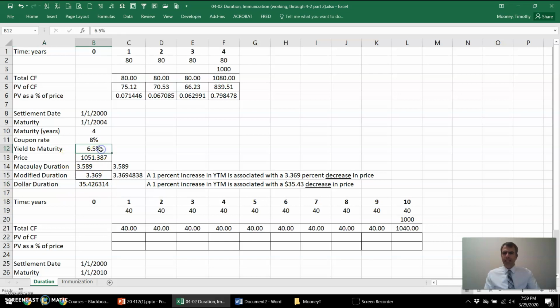I guess we could check that. Let's put in a yield to maturity of 7.5%, corresponding to an increase in interest rates of about 100 basis points. This bond's price should fall by about $35.43. And it does. Not exactly, because duration is an approximation, but pretty close.